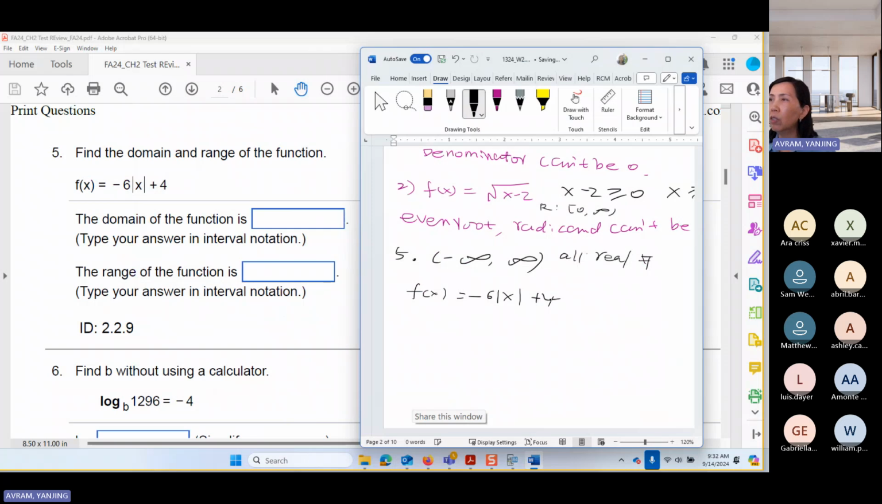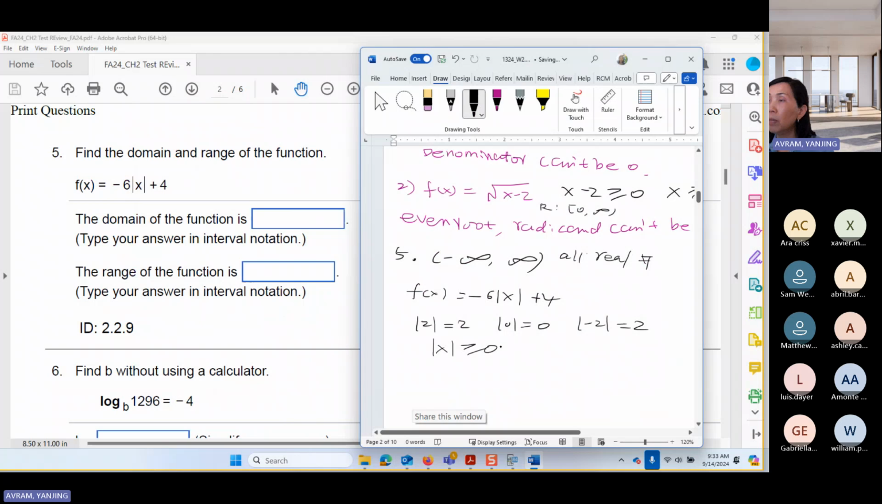Okay, so we know the absolute value of a positive number will still be positive, right? And if we have a 0, the absolute value will be 0. If I have a negative 2, the absolute value will still be what? Positive. Okay, so everything that comes out from the absolute value of x has to be greater than or equal to 0.